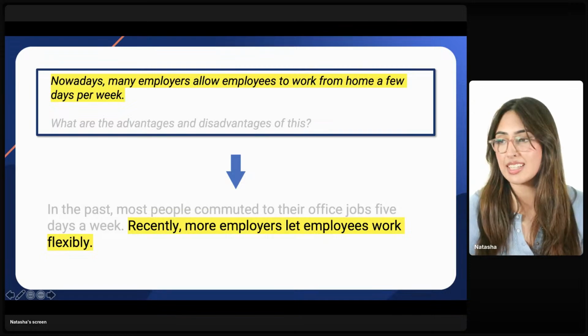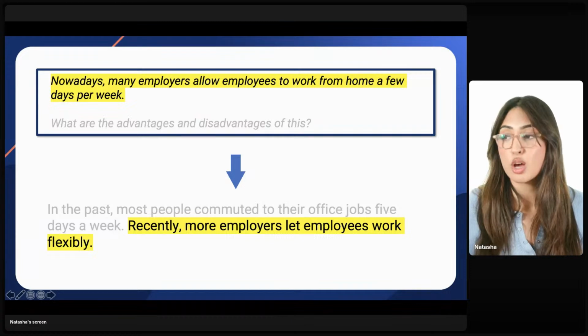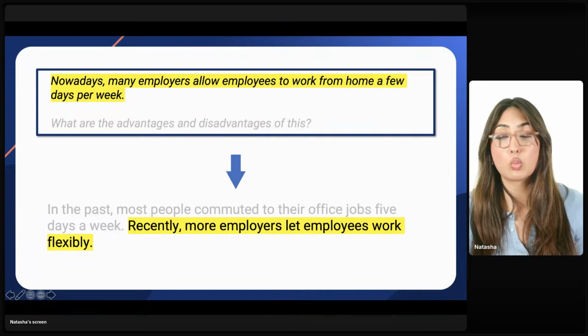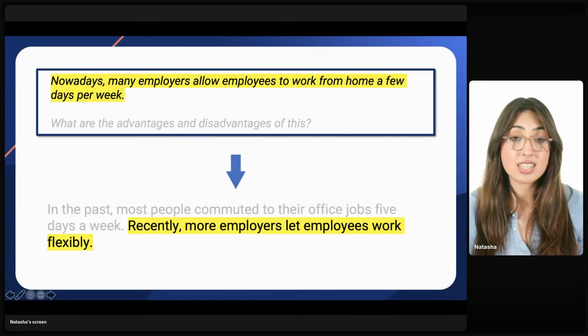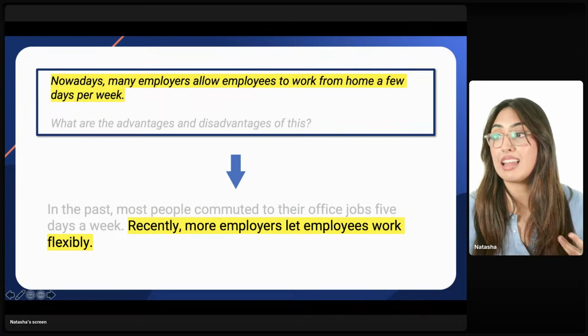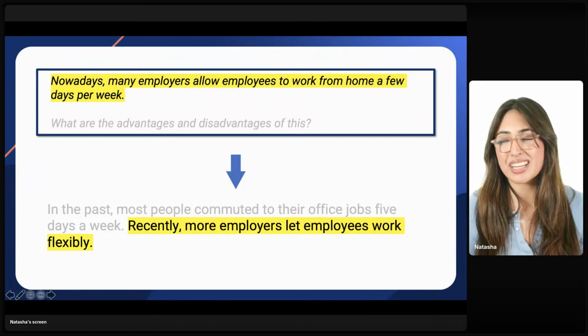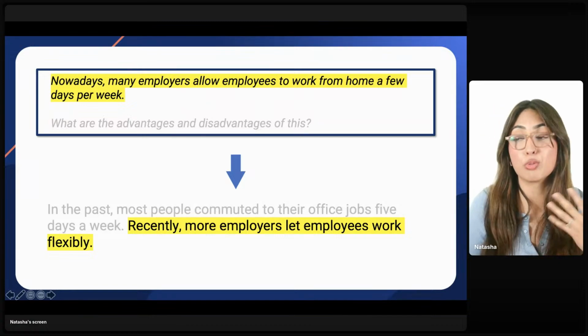Let's look at the second sentence. This is where I have reworded the prompt. Recently, more employers let employees work flexibly. And we can see it's been paraphrased from, nowadays, many employers allow employees to work from home a few days per week. So we can see some of the words have been reworded.